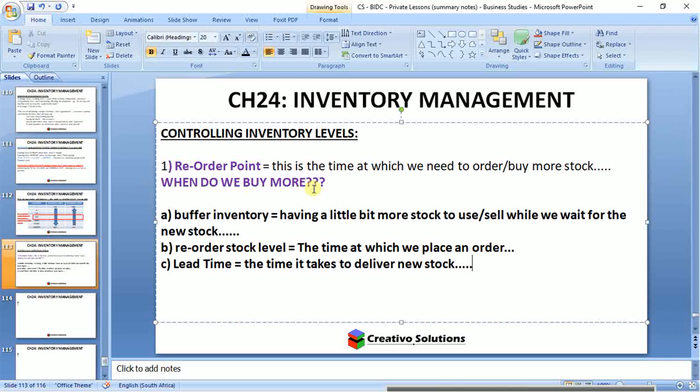Okay, so have you ever had a situation where you go to a store and you want to buy something and they say, sorry, we're out of stock? So what did you do? You went to another store. So what happened to that store? They lost their business. Okay, and you don't want that to happen if you're dealing with business, because this is how you manage your business. Make sense?